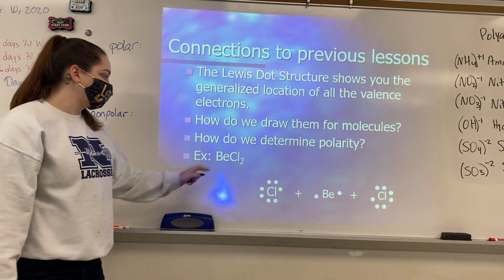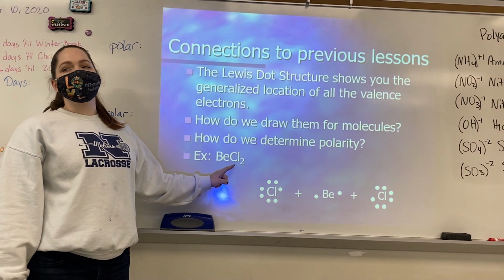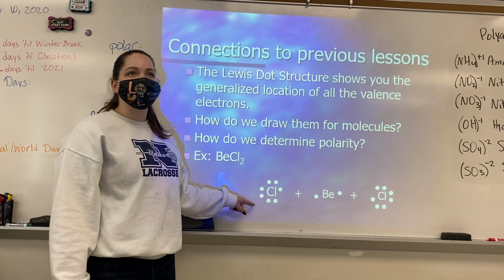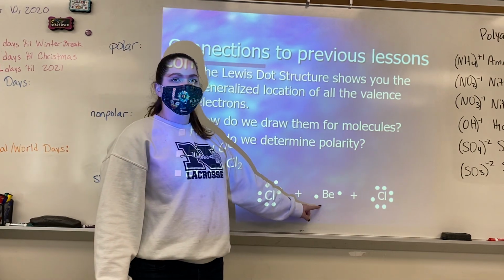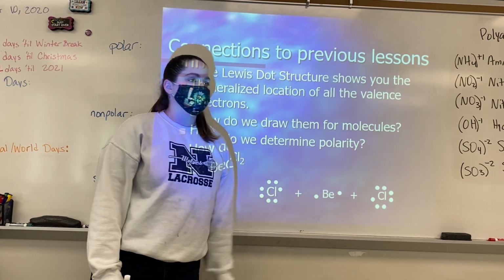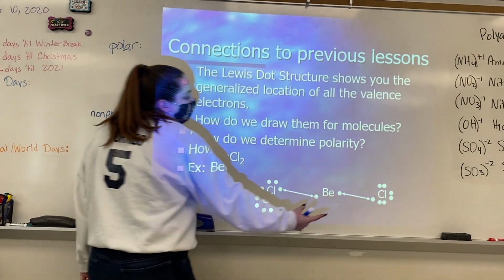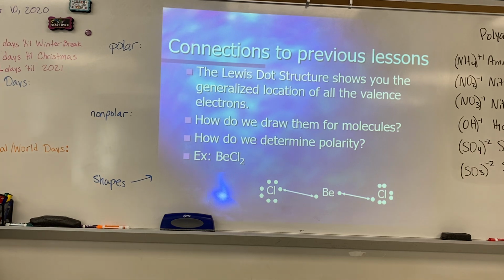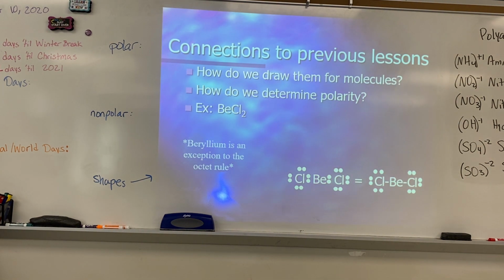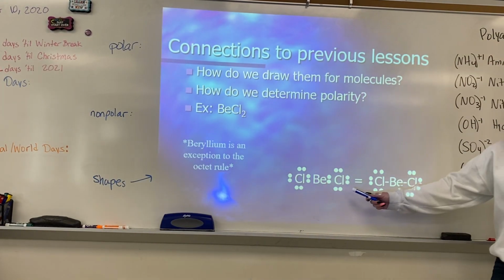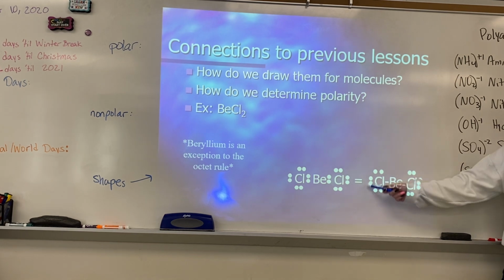Beryllium chloride has 1 beryllium in the middle, surrounded by 2 chlorines on each side. So we have 1 chlorine, its Lewis dot structure looks like that. We have 1 beryllium, Lewis dot structure looks like that. And then we have another chlorine where the Lewis dot structure looks like that. So when that makes a bond, your 2 electrons in the middle, so these 2 and these 2, are going to come together to make your bonding pairs. And then all of your other electrons are going to be known as your lone pairs. So your Lewis dot structure for your entire compound is going to look like this.